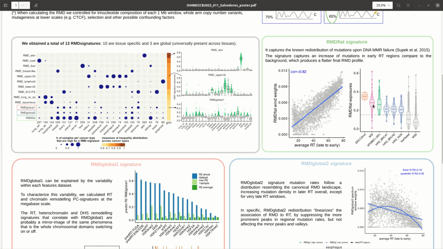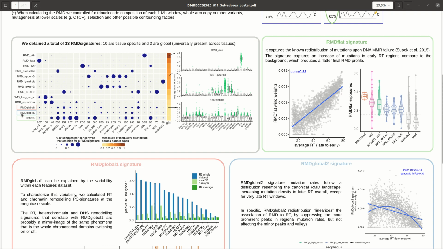Apart from this, we found homologous repair deficient samples and samples with high APOBEC mutagenesis to show the same redistribution of mutations as previously observed in microsatellite unstable samples. This signature basically captures the increase of mutations in early replicating regions compared to the background, which ends up producing a flatter final regional mutation density profile.